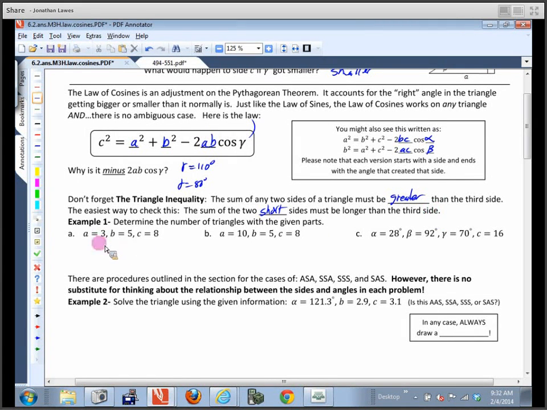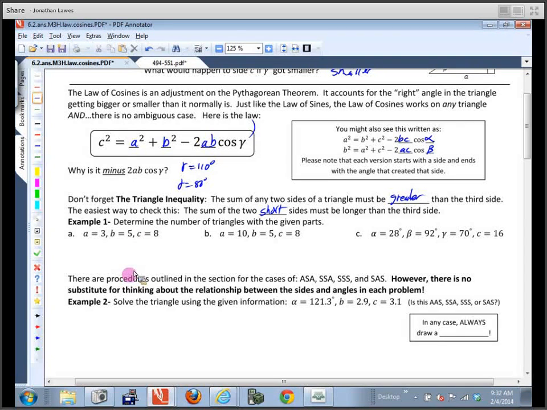So let's take a look at an example right here. I've got 3, 5, and 8. It says figure out the number of triangles with the given parts. So 3, 5, and 8. Can I make a triangle like that? The answer to that is no, I can't.